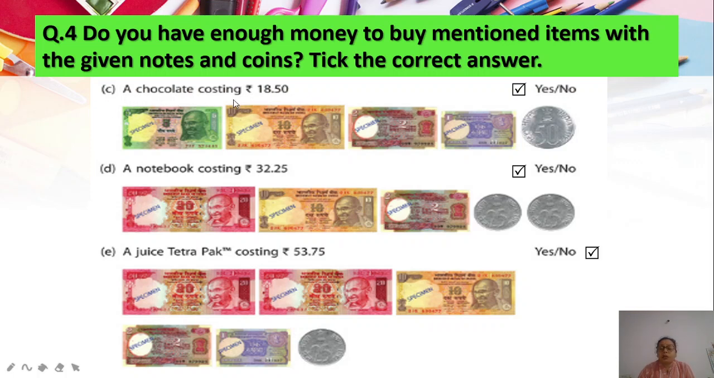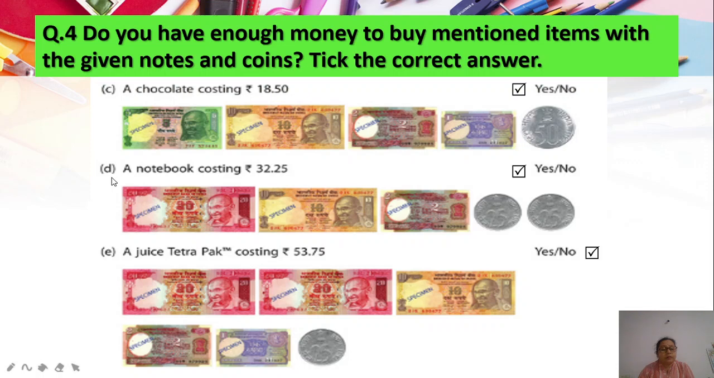A chocolate costing rupees 18.50 means 18 rupees and 50 paise. So we will count the given notes first. So we have 10 rupees note plus 5 rupees. So 10 plus 5 will be 15 plus 2 is 17 plus 1 is 18. Now we have got 18 rupees and 50 paise, which means we can purchase the chocolate. So we have made a tick on the yes.